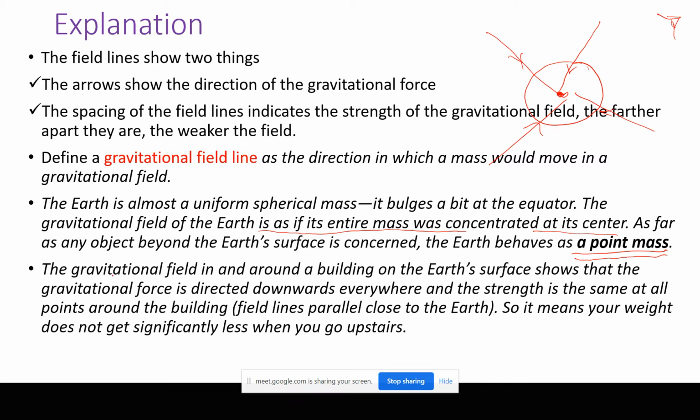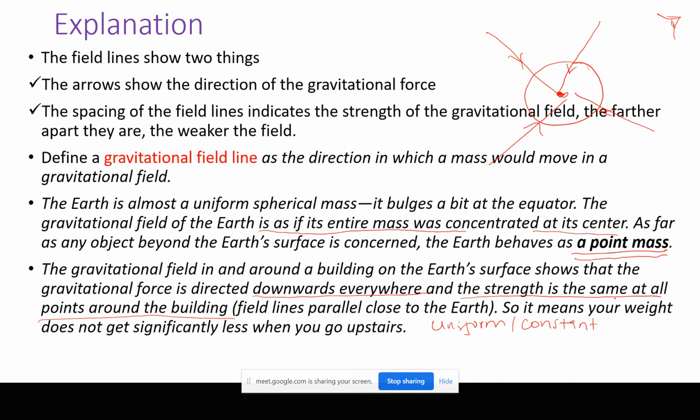Also, we have already seen that the gravitational field in and around a building on the Earth's surface shows that the gravitational force is directed downwards everywhere, and the strength is the same at all points around the building. That's why I used the word uniform. Because the field lines are almost parallel to each other, the field would be referred to as uniform or constant.